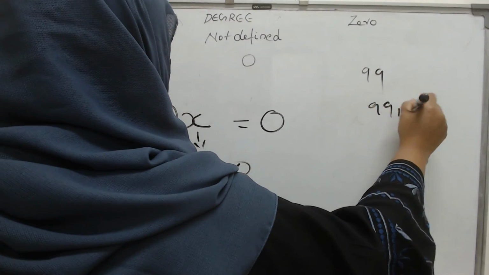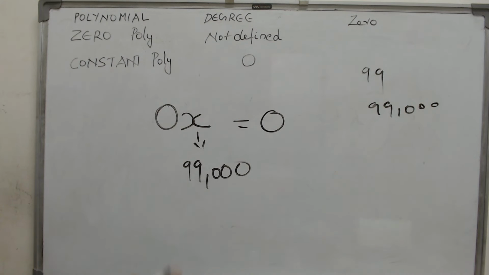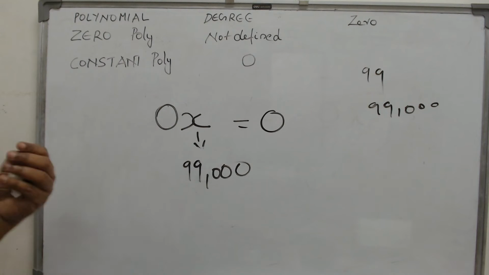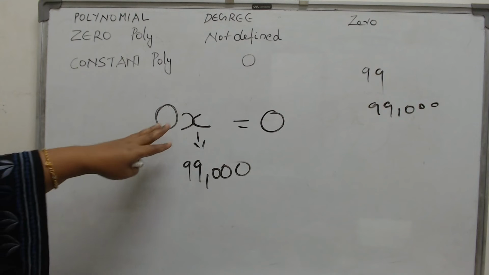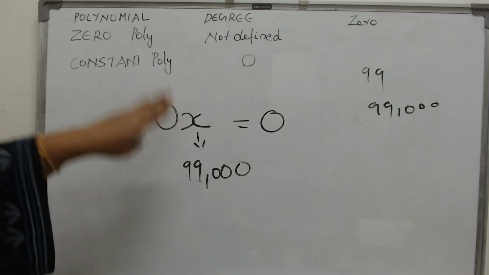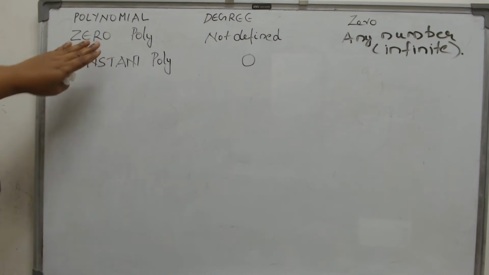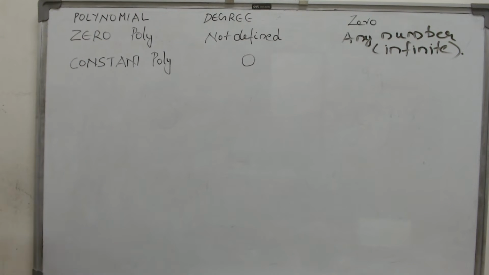Now, you can just keep on writing any number that you want. Any natural number, whole number, integer, rational number, any sort of number you put here, it will be a 0 for the zero polynomial. What does that mean? Its 0 is any number in this world, or in other words, it has infinite zeros. Your zero polynomial has infinite zeros. Any number that you can think of is a 0 of the zero polynomial.